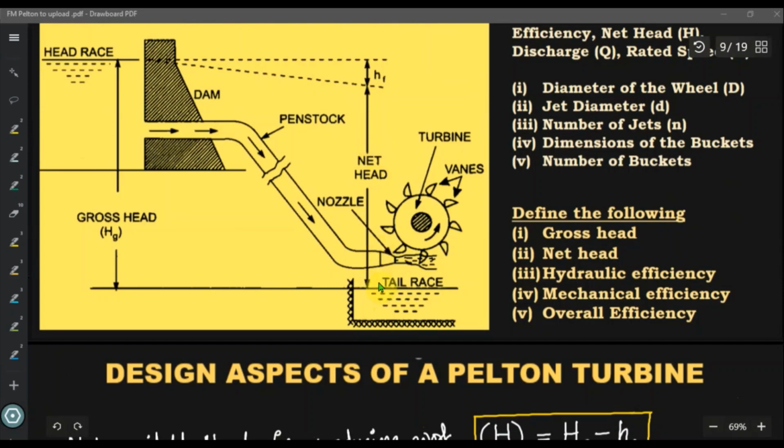Now consider this, the head available with water at the inlet to the nozzle, that is this capital H. After passing through the nozzle, what happens is the entire energy associated with water is converted to kinetic energy.